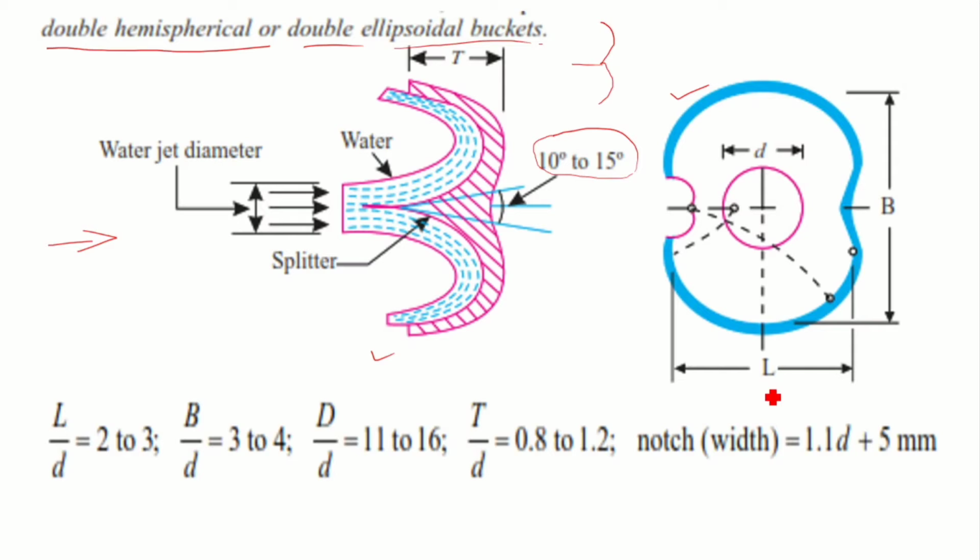So L represents the height of the bucket. This portion is fitted over the wheel. L represents the height of the bucket, B represents the width of the bucket, and d represents the diameter of the jet. This circle represents the jet of water striking at the middle portion of the double hemispherical or double ellipsoidal bucket.